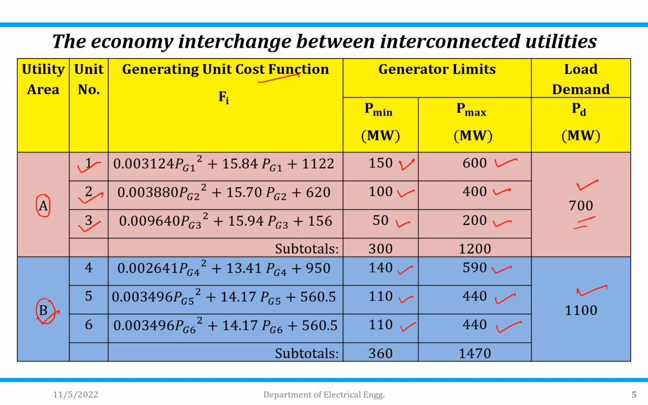A and B are interconnected with each other, so it forms a total system. So the total load demand on the system will be 700 plus 1100, which will be 1800. And instead of having 3 generators, now as it is interconnected, there will be 6 generators. So what will be the cost of generation and how much power will be generated from generator G1 to generator G6?